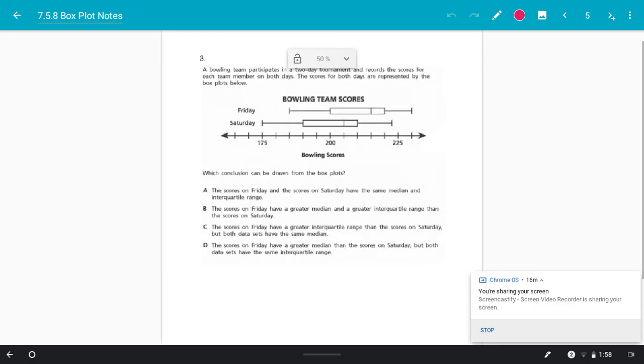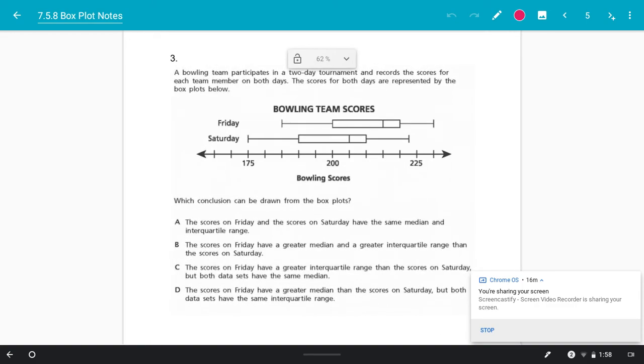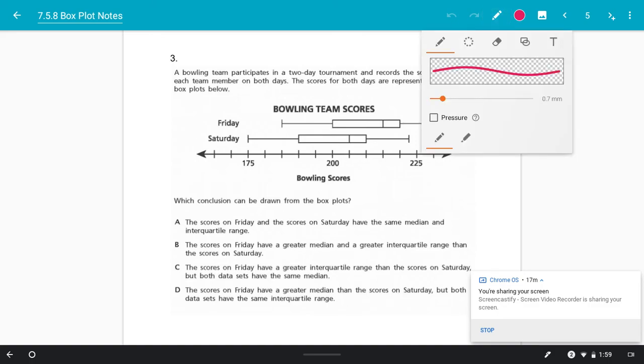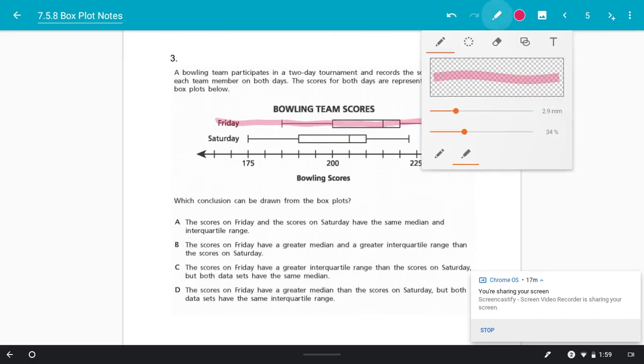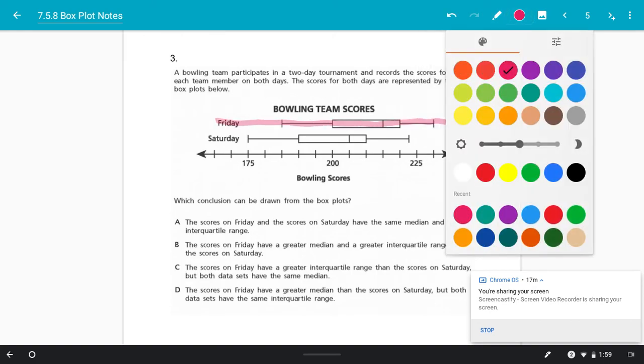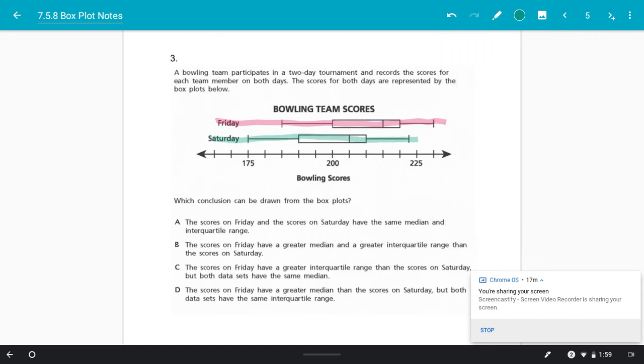All right, well, one more question for us here. A bowling team participates in a 2-day tournament and records the scores for each team member on both days. The scores for both days are represented by the box plots below. So again, I have 2 separate box plots here. I have Friday's box plot and I have Saturday's box plot.